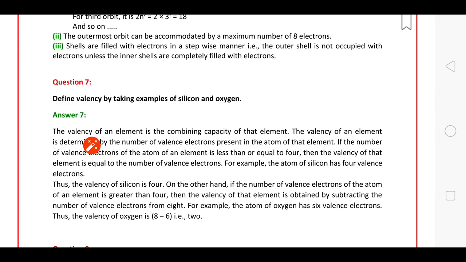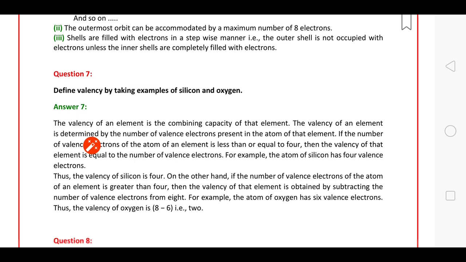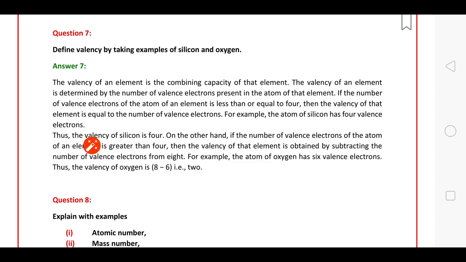Shells are filled with electrons in a stepwise manner, that is, the outer shell is not occupied with electrons unless the inner shells are completely filled with electrons. So we will only distribute electrons to the outermost shell after giving the electrons to the inner shells first, right? The seventh question is, define valency by taking examples of silicon and oxygen.